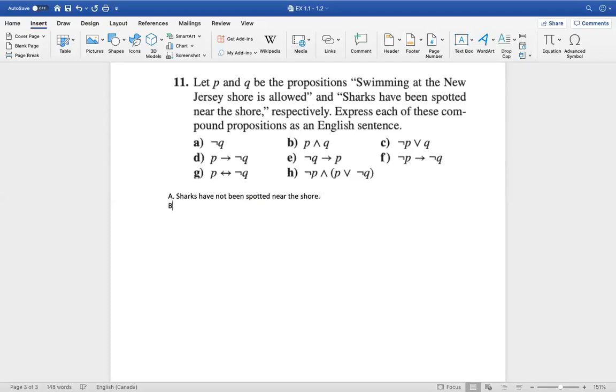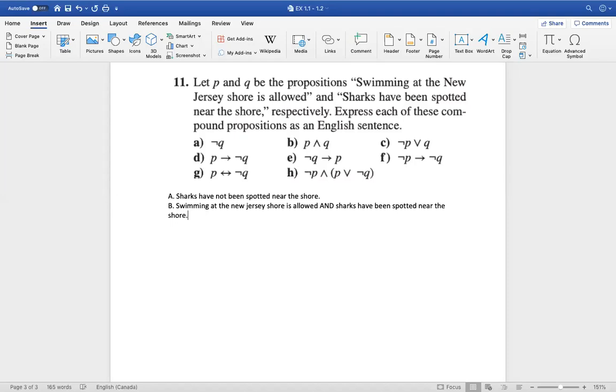Okay. So now B part is P and Q. So if we take P, P is swimming at the New Jersey shore is allowed. And this is the sign of and. So we add and sharks have been spotted near the shore.